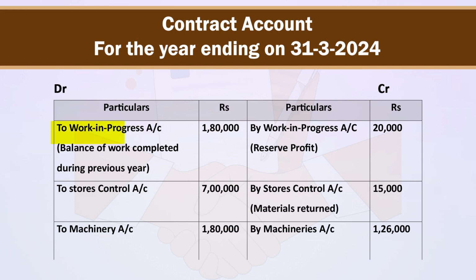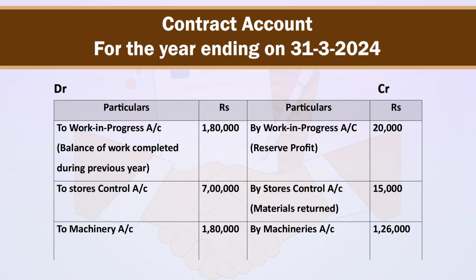On debit side, to work in progress account 1,80,000, on credit side by work in progress account rupees 20,000. On debit side, the first item is the balance of work completed during the year and on credit side, the first item is of reserve profit. Second entry on debit side is to stores control account rupees 7 lakh and on credit side by stores control account rupees 15,000, it is of materials returned.